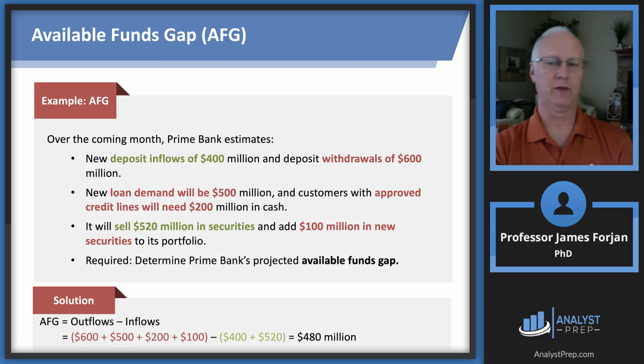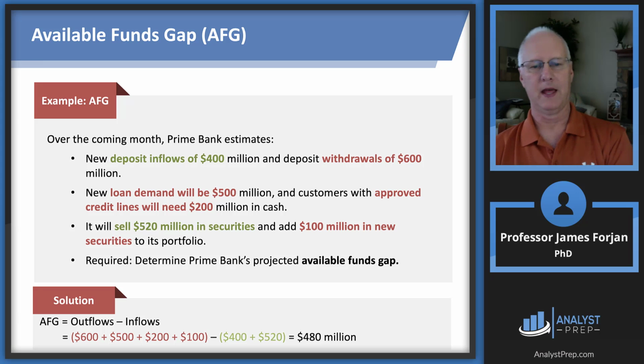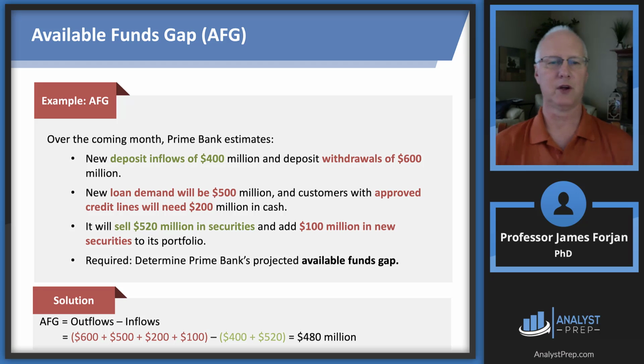And so notice what we've done up at the top. We put some of those in red, some of those in green to highlight the difference between the outflows and the inflows. And that's what we've done there in the solution at the bottom. So the outflows, the 600 and the 500, the 200 and the 100, right? And then the inflows are the $400 million in new deposits and $520 million in issuing securities. So there's our funds gap. We'll call that the available funds gap, $480 million.